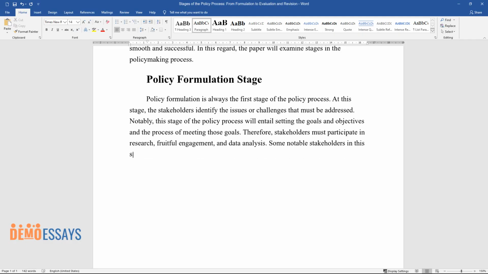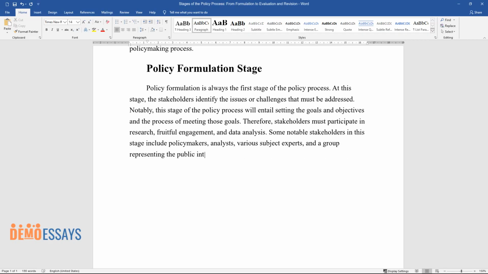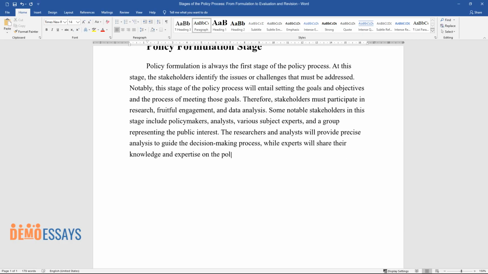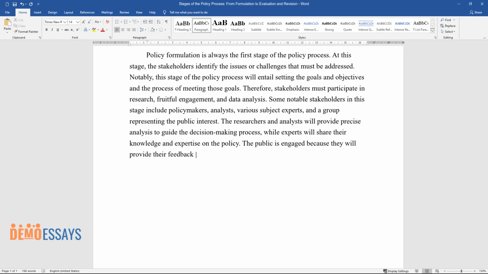Some notable stakeholders in this stage include policymakers, analysts, various subject experts, and a group representing the public interest. The researchers and analysts will provide precise analysis to guide the decision-making process, while experts will share their knowledge and expertise on the policy. The public is engaged because they will provide their feedback on that policy.